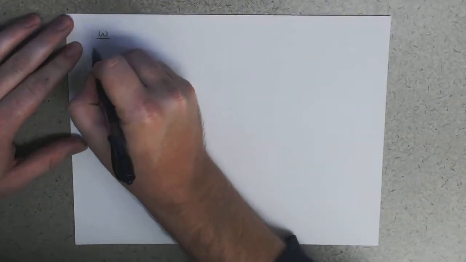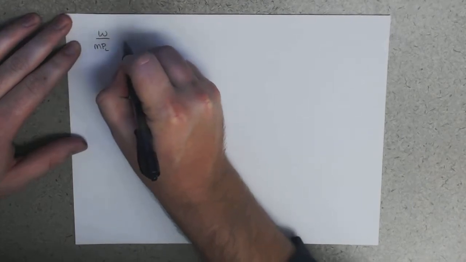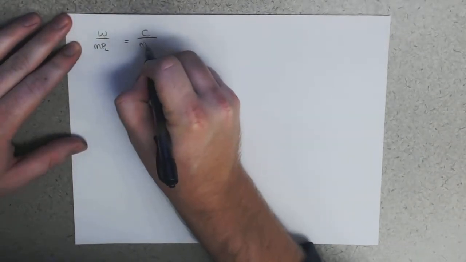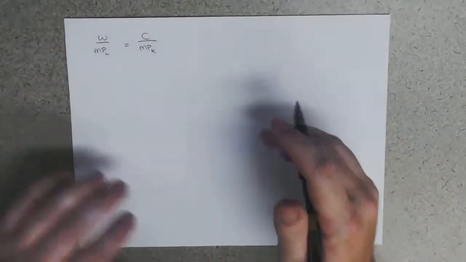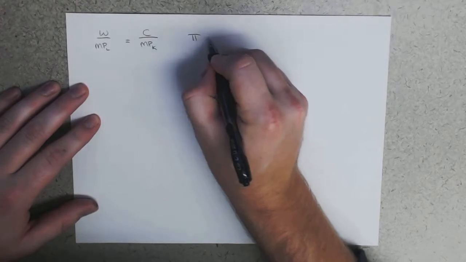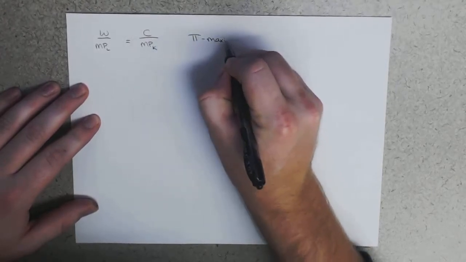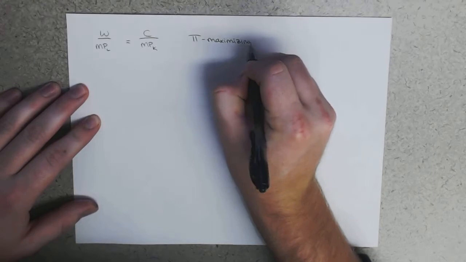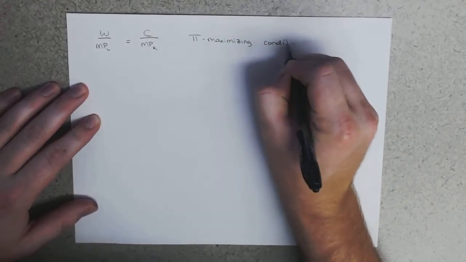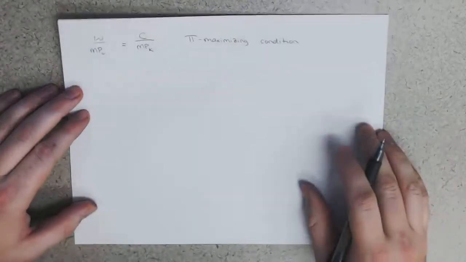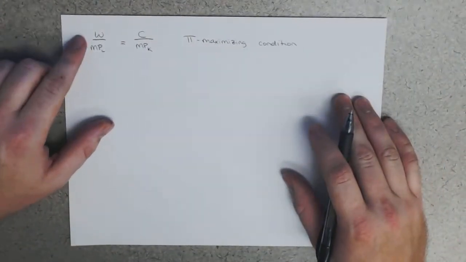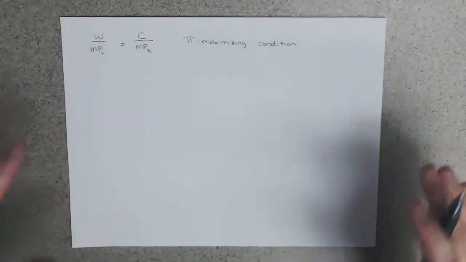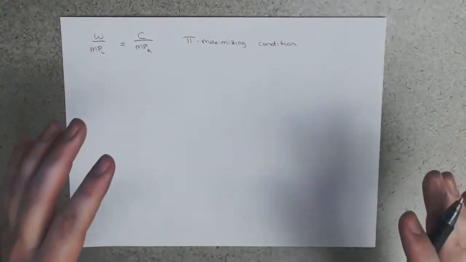Okay, now that equation, W over MPL equal to C over MPK, is actually really important, right? This is the profit maximizing condition. This is an incredibly important thing. So profits are maximized when this is true. Okay, so this is important, and we'll come to criticisms in a little bit.